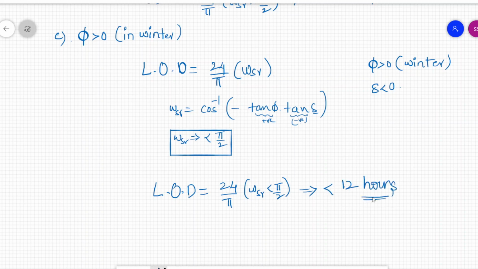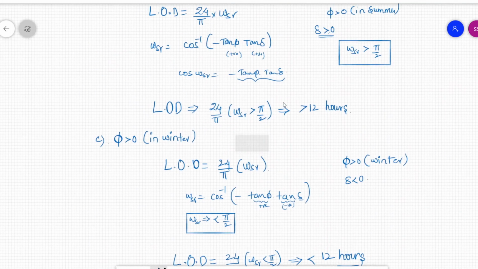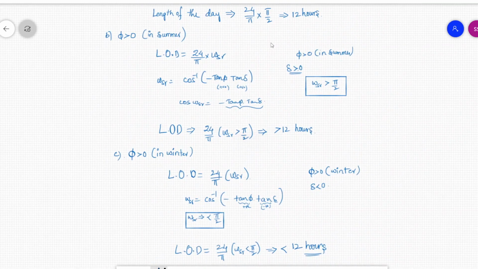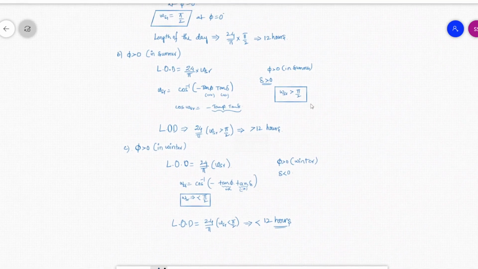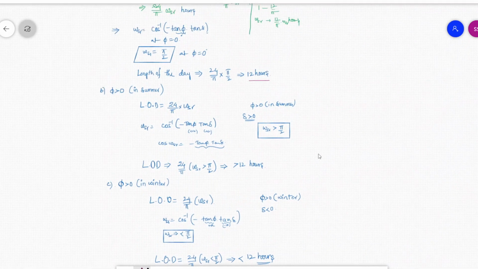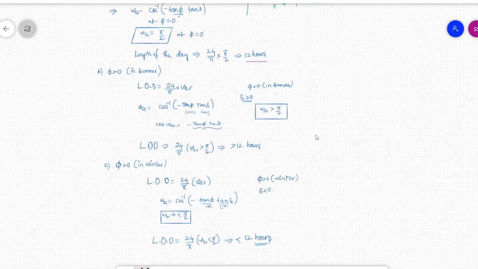So in winter it is less than 12 hours, and for summer it is greater than 12 hours, and at the equator, for equinox days, it is 12 hours. So here it is 12 hours for equinox days, greater than 12 for summer days, and less than 12 for winter days. These are a few examples for finding incident energy and length of the day. Okay, thank you.